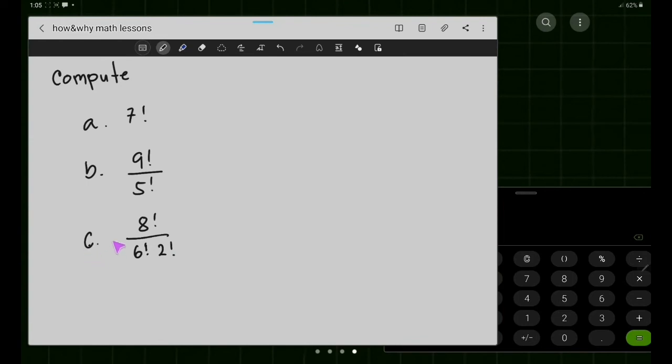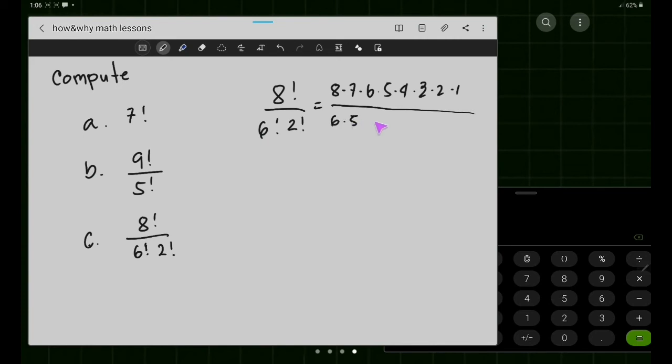Next, letter C tayo. So this is 8 factorial divided by 6 factorial and 2 factorial. So this is equal to 8 times 7 times 6 times 5 times 4 times 3 times 2 times 1, divided by 6 times 5 times 4 times 3 times 2 times 1, times 2 times 1.